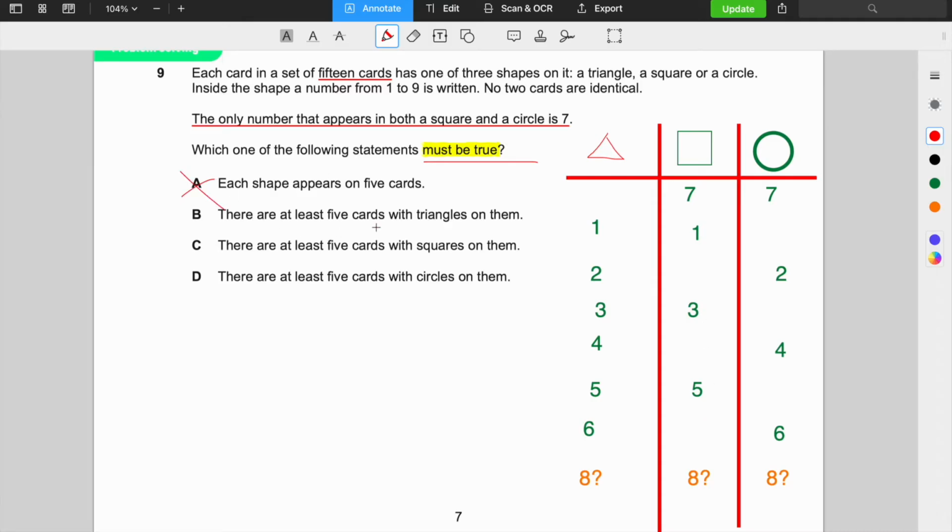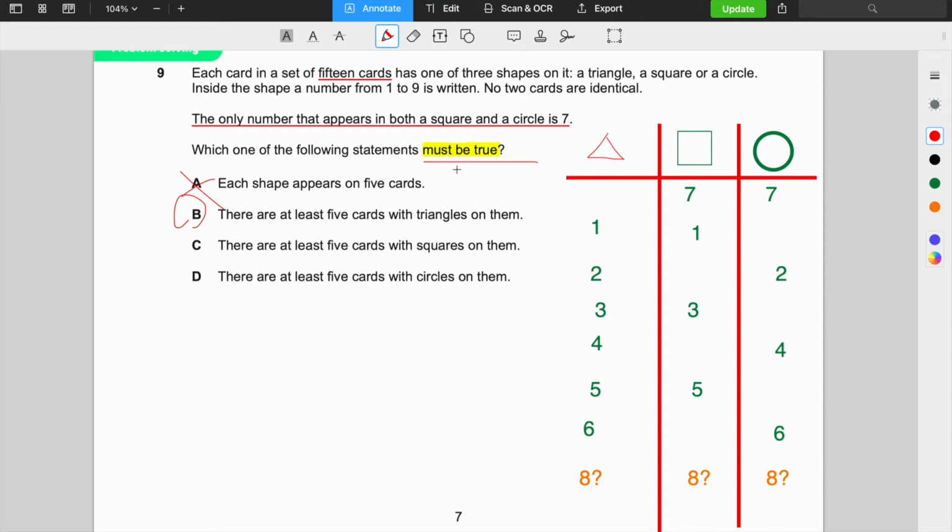B, there are at least 5 cards with triangles. That's definitely true. That is 100% true because if you think about it, it's not possible to have less than 5 cards with triangles. Because if there's less than 5 cards with triangles, then that means there would be 11 cards given to square and circle. And that would not work because then we would have a contradiction of the rule where only one number appears in both square and circle, 7. Right? As you can see, we have a minimum of 5 cards with triangle, so that must be our answer, option B.